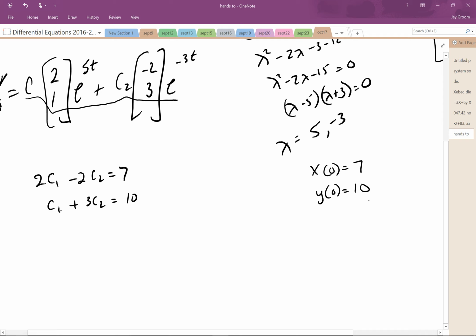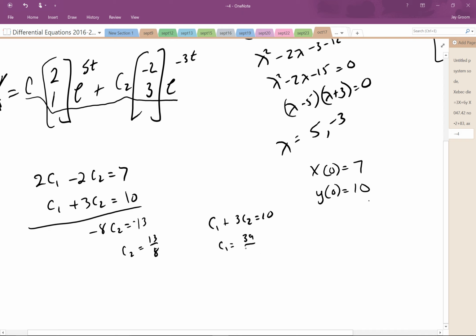Again, your favorite way of solving these makes no difference to me at all. So perhaps you want to times the bottom one by 2 and then subtract. That's cool with me. That's going to be -8 C2 is equal to -13. That's disgusting. 13/8. Okay. Remember, our original function was this, right? So you can always go back to that. And if you plug that in, you're going to get C1 plus 39/8 equals 10. Well, this is 80/8. If you minus over, you're going to get 41/8.